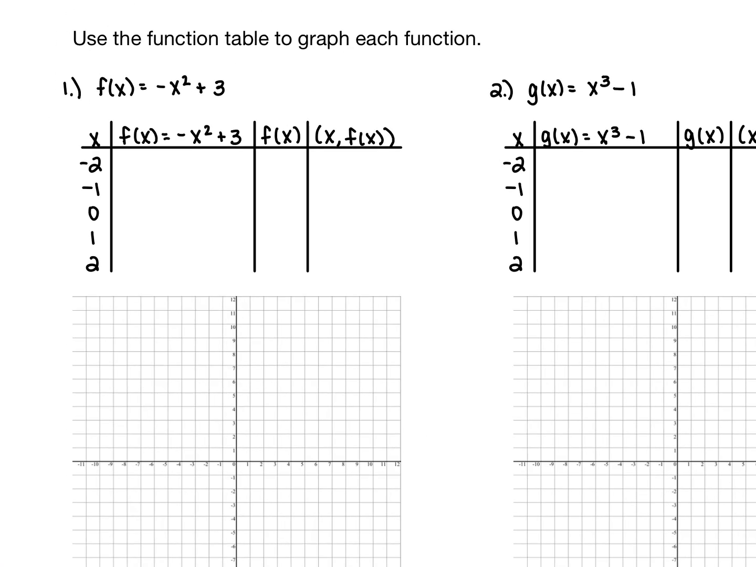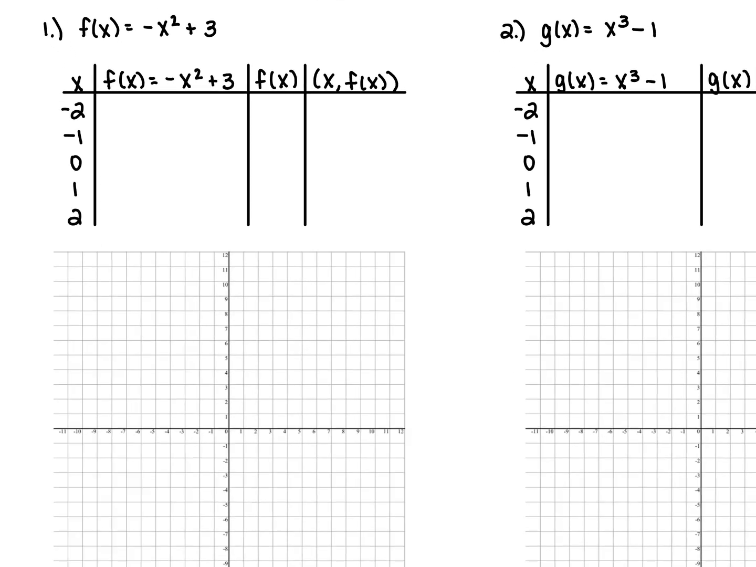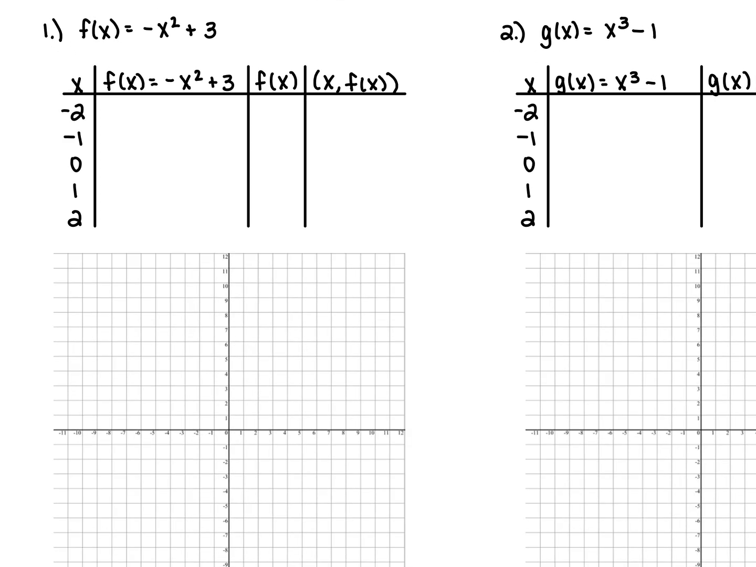So if we look at number 1, you have f of x is equal to the opposite of x squared plus 3. We're given x values of -2, -1, 0, 1, and 2. We're plugging these into our function table, finding the ordered pairs, then plotting the points. So with the -2, it's going to give us the opposite of -2 squared plus 3. You have to do the -2 squared first, which is 4, then take the opposite of that, so that's -4, plus 3 gives us -1, so that's the ordered pair, -2, -1.